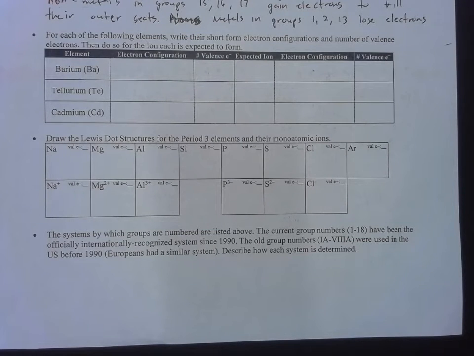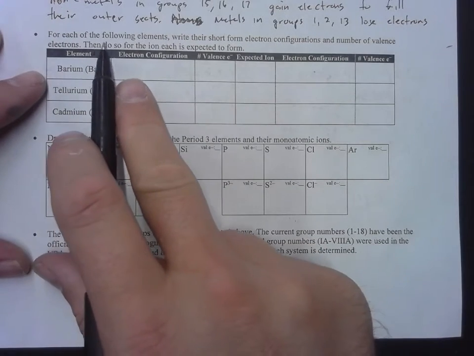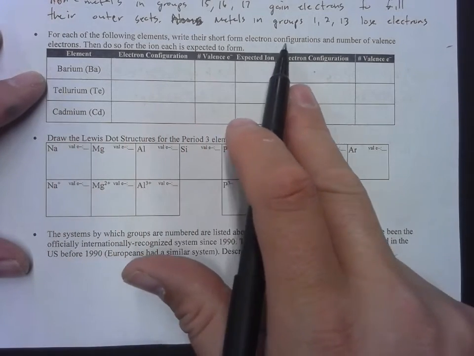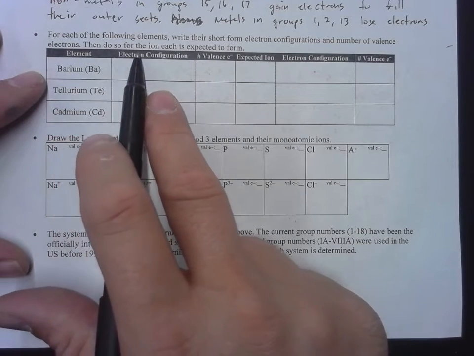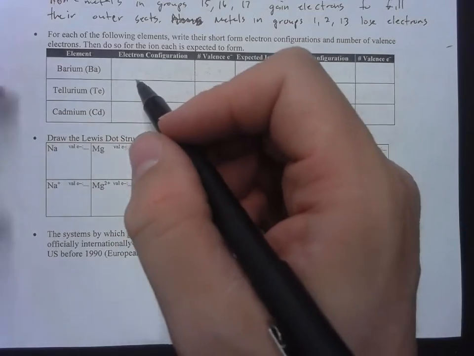Okay, notes 5.2 part 3. For each of the following elements, write their short form electron configuration and number of valence electrons. Then do the same for the ion that each is expected to form.